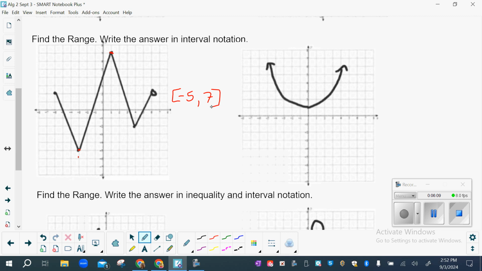That's all you do for interval notation. That's easier. When do you not put the bracket? When do you not include it? So if, like on infinity? Say if this were an open circle up here, we would put a parentheses.